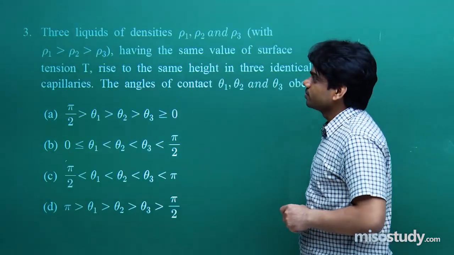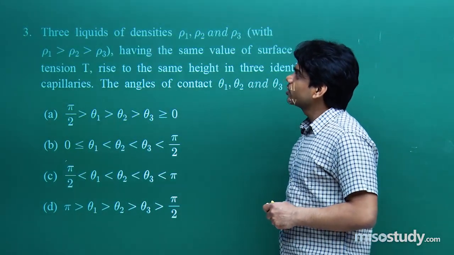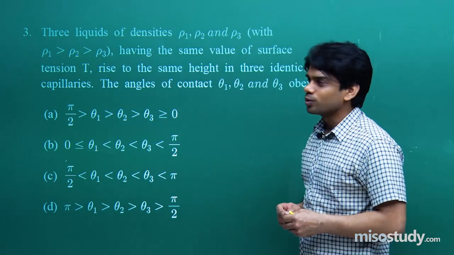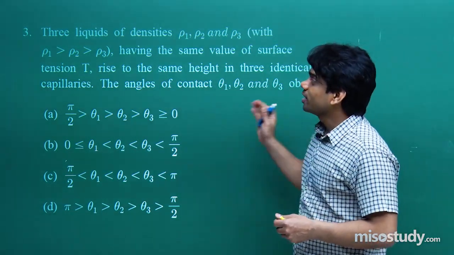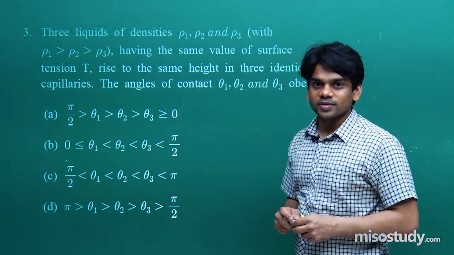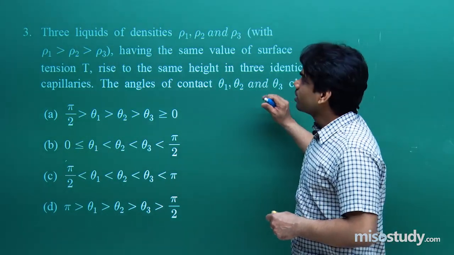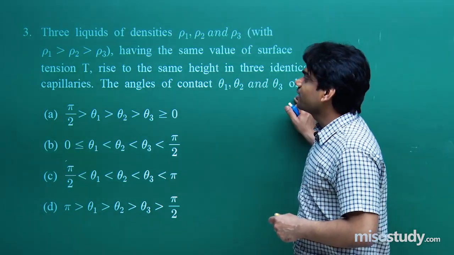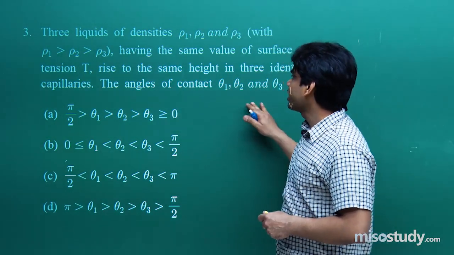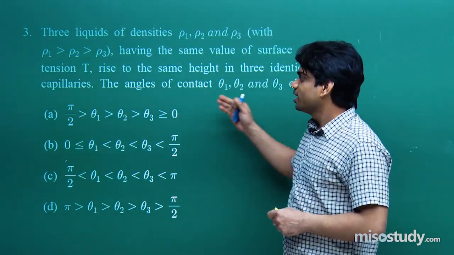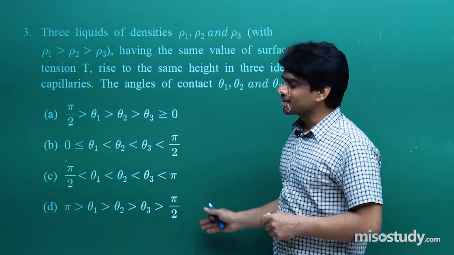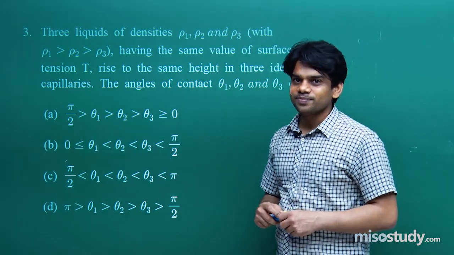Next question, question 3. Three liquids of densities rho 1, rho 2 and rho 3, with rho 1 greater than rho 2 greater than rho 3. This is given. Having the same value of surface tension T, they rise to the same height in three identical capillaries. The angles of contact theta 1, theta 2 and theta 3 obey this. We have to compare the angle of contact.